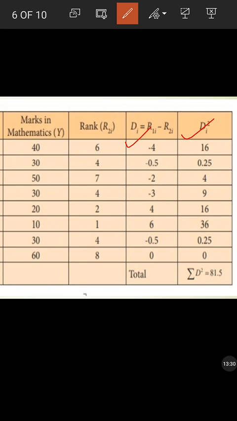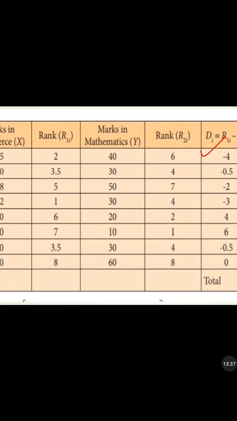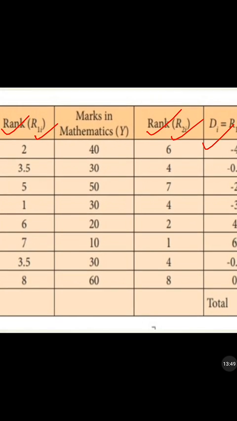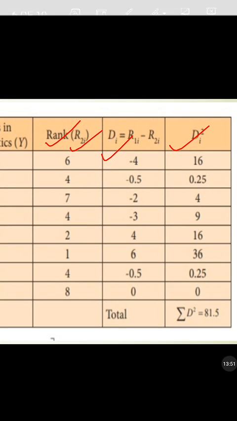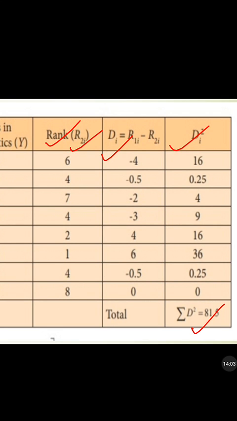What is D? D is equal to R1 minus R2. What does that mean? R1 minus R2 means we are going to find out the difference between the two ranks. We find the ranks separately for X and Y, right? That is R1 and R2. So that is the D value, D is equal to R1 minus R2. Then finally we find D square, and the total, summation D square, is equal to 81.5.